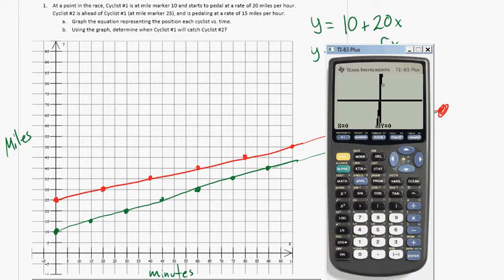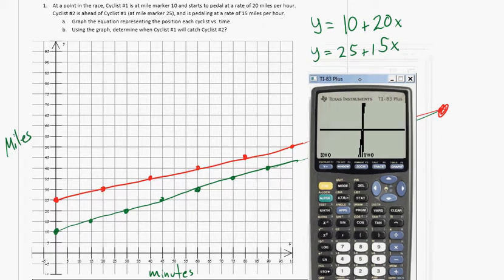So again, I'm not in love with the way this looks at all. I find it very difficult to see what's happening with these lines in here. So what I'm going to do then is I'm going to go to Window, and I'm going to change these numbers manually.